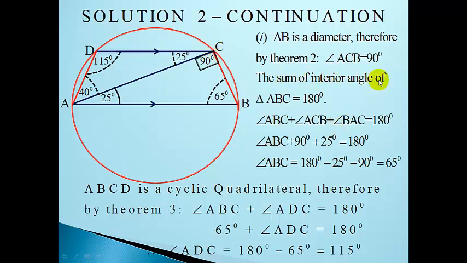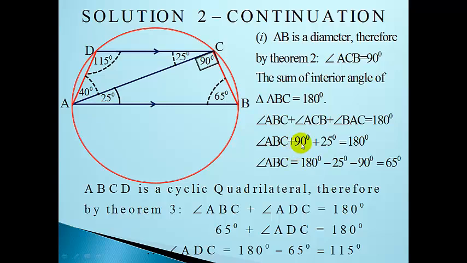The sum of the interior angles of the triangle ABC equals 180 degrees. And where do we have the triangle ABC? This is the triangle ABC. The sum of the interior angles is equal to 180 degrees. That means that angle ABC plus angle ACB, which is 90 degrees, plus angle BAC, that is 25, is equal to 180. So angle ABC, that is the angle at B, plus 90 degrees plus 25 degrees is equal to 180 degrees.